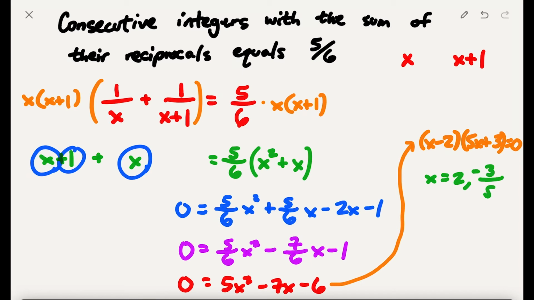Now we're looking for integers, so negative 3/5 would not actually be considered an integer, because it's not a whole number, but 2 is an integer. So 2 can be one of the answers, and then the x plus 1, so x is 2, and the x plus 1 would be 3. So the two consecutive integers would be 2 and 3, because 1/2 plus 1/3 is 5/6. So these are those two values, and the answer is yes, there are two consecutive values. It's 2 and 3.